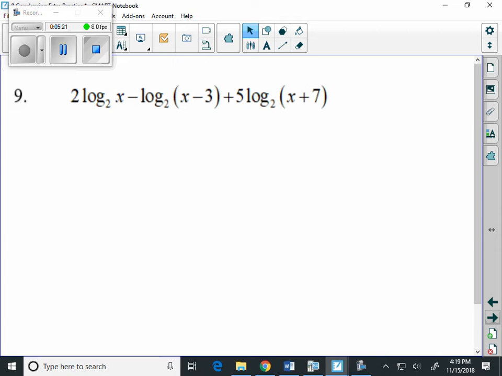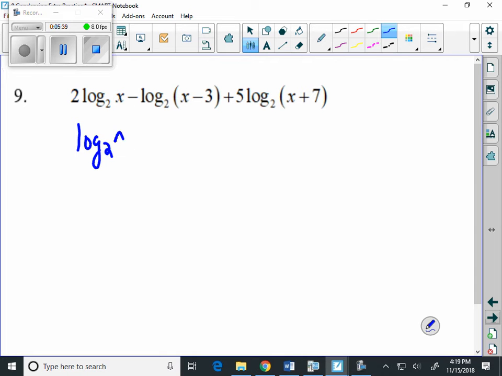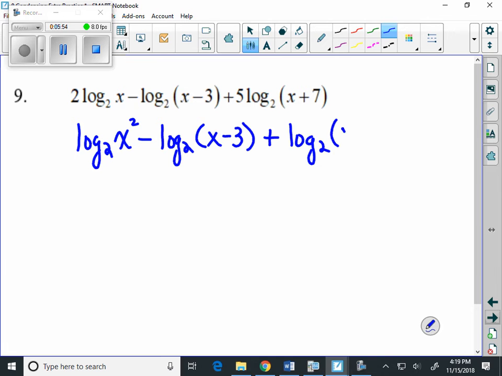Number 9. 2 log base 2 of x minus log base 2 of x minus 3 plus 5 log base 2 of x plus 7. Starting once again with our power property of logarithms, on our first term here, we're going to rewrite this one as log base 2 of x squared. I'm not going to do anything with log base 2 of x minus 3. But then we have plus 5 log base 2 of x plus 7, so I'm going to rewrite this as log base 2 of x plus 7 to the fifth.